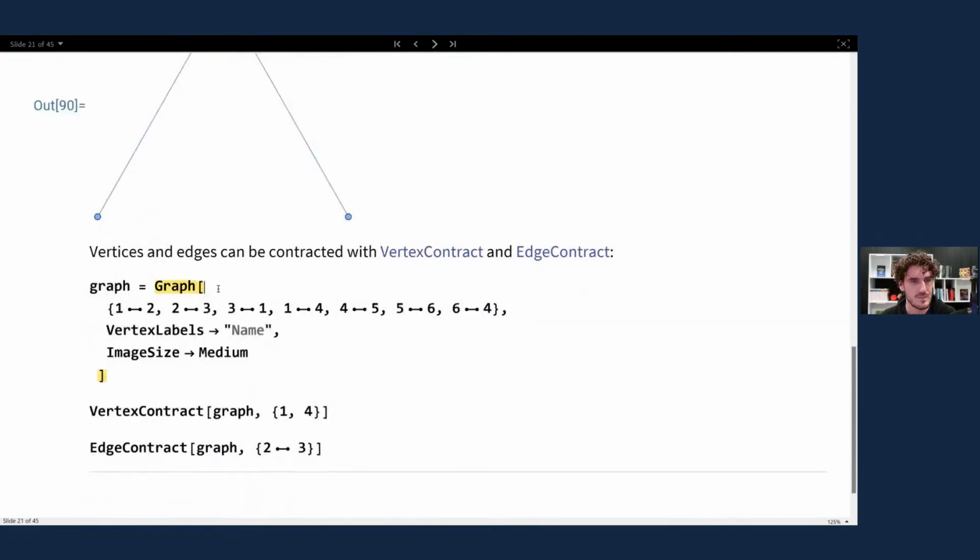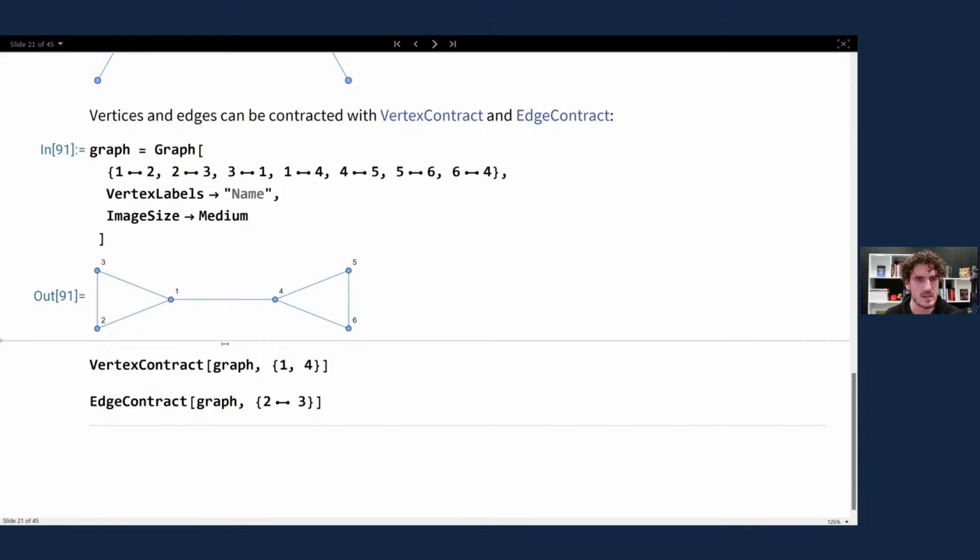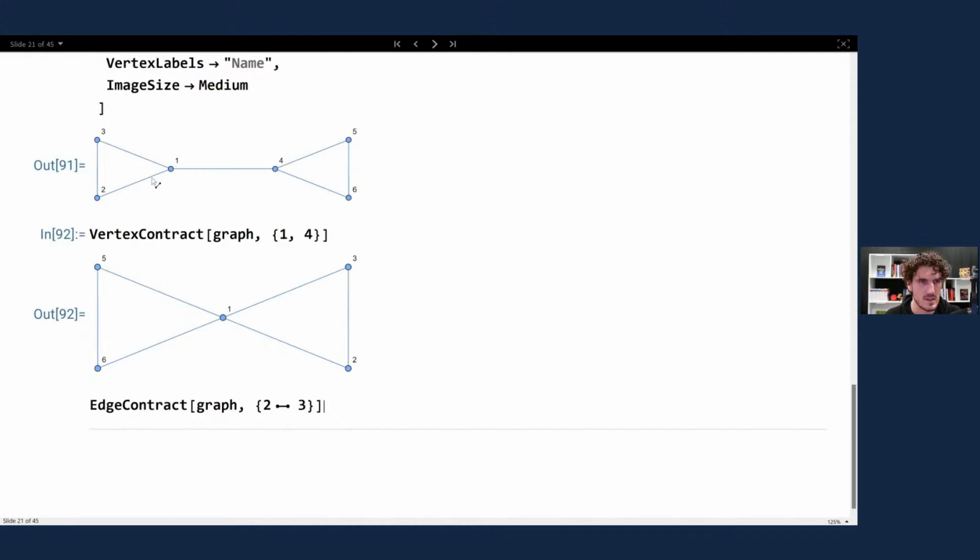And then this is one I'm not as familiar with, but we have vertex contract. So I think I can tell what's going to happen here, but we want to contract the vertices 1 and 4, and we just end up with this. An edge contracting 2 and 3. Okay, so now the third vertex kind of is no longer existing because we have contracted the edge that connected 2 to 3.